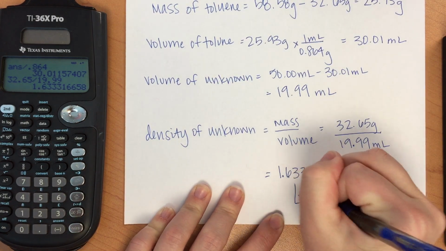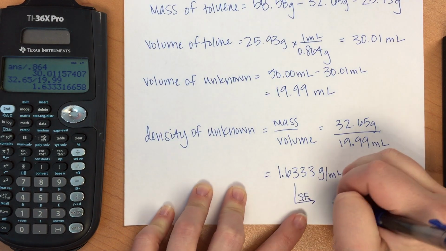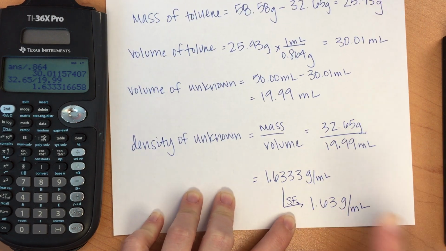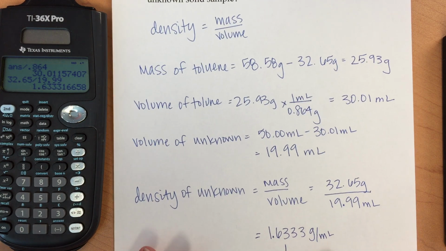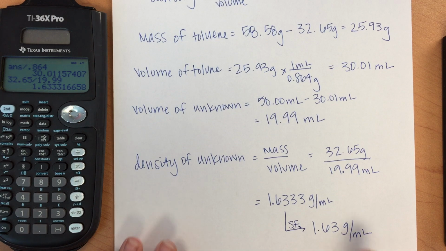So if we do our significant figures calculation, we know that it is 1.63 grams per mL is the density of our unknown solid. There you go.